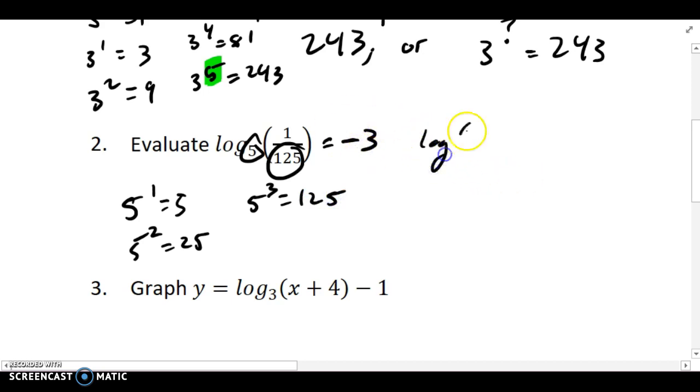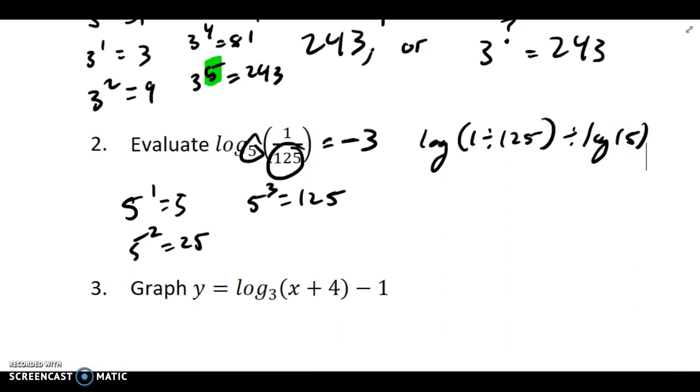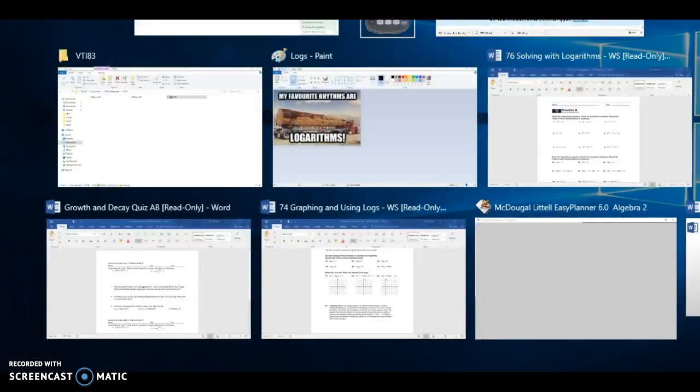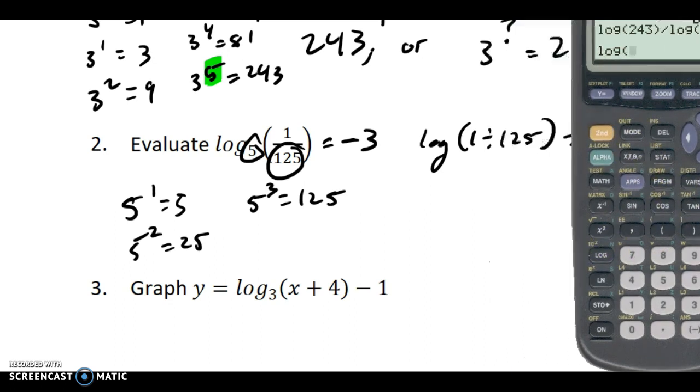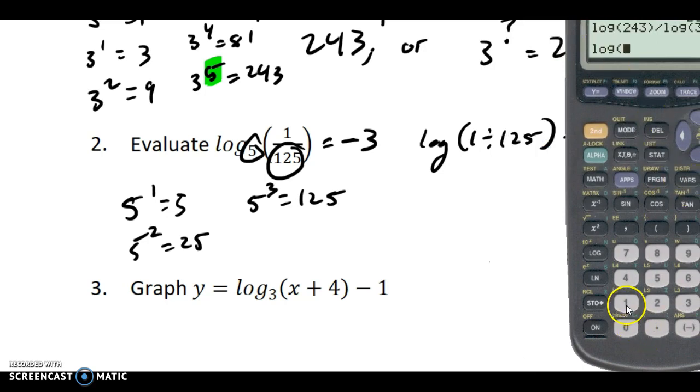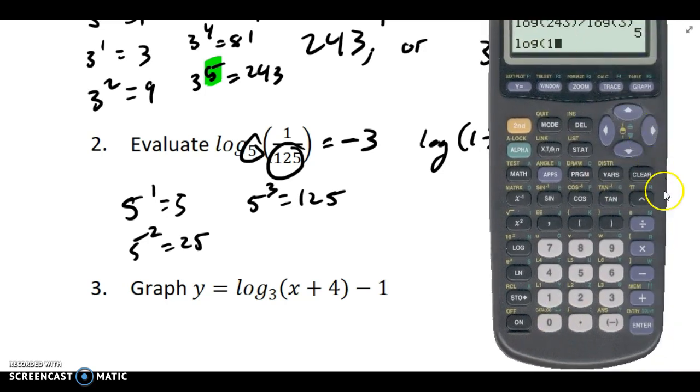Again, we can put this in a calculator, the top number divided by the bottom number, like that. I'll show you what that looks like if you're having trouble doing it by hand. I do recommend doing it by hand, I really do. Not everyone can memorize all those powers of different numbers, so sometimes it's nice to have a calculator to solve this stuff for us. So log of the top divided by the log of the bottom. We get negative 3. There we go.